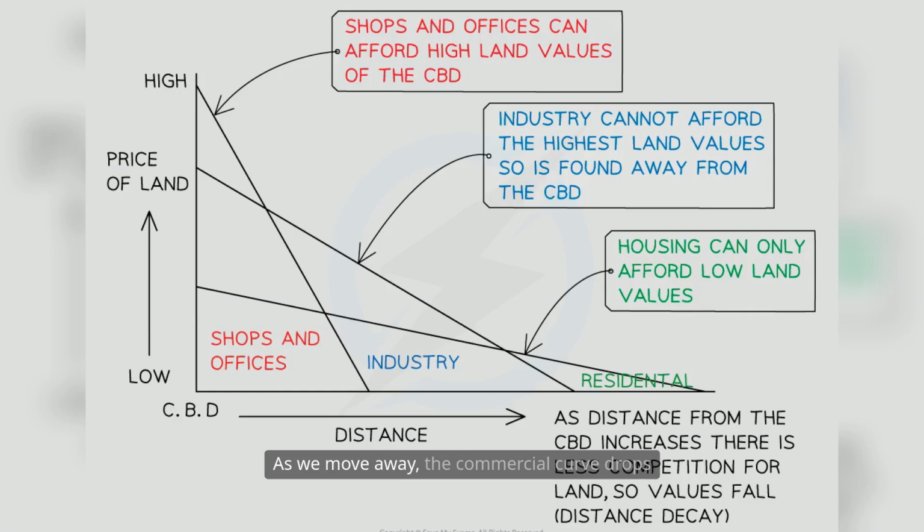As we move away, the commercial curve drops sharply, and at a certain point, the industrial curve becomes the highest, and so on. This neatly explains the distinct land use zones we see in cities across the Philippines and around the world. It's a clear illustration of how economic forces shape the geography of our urban areas.